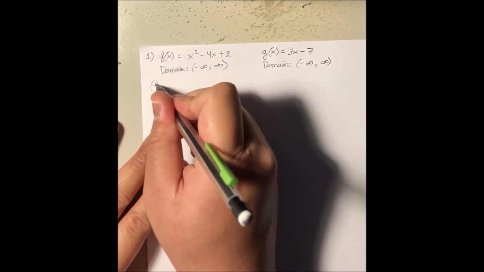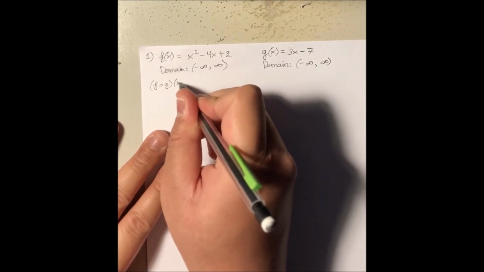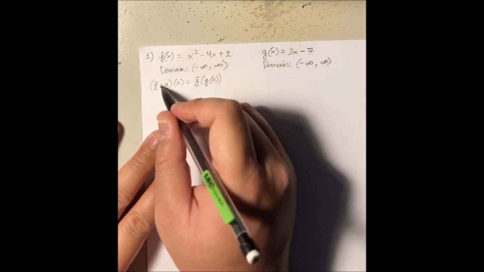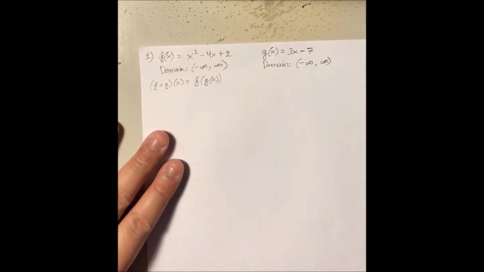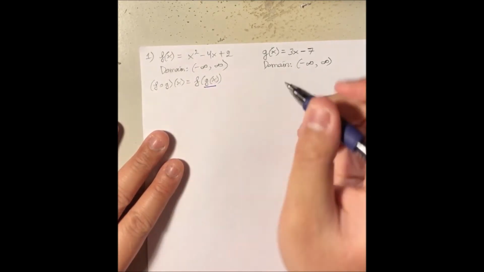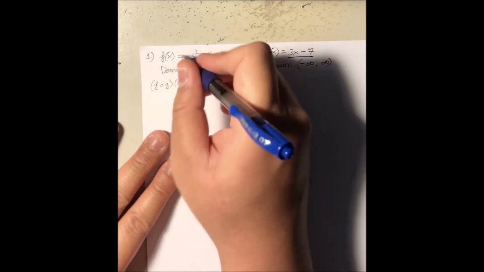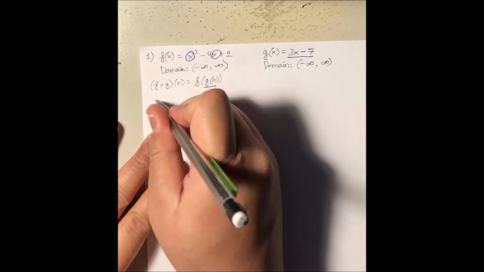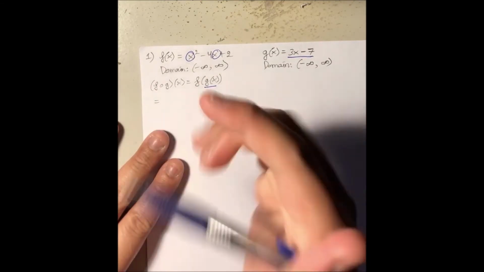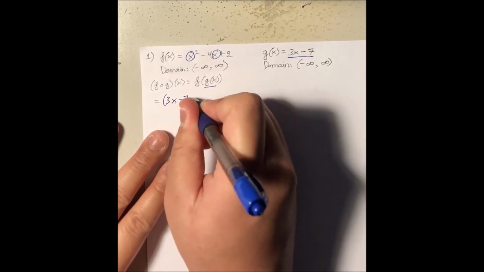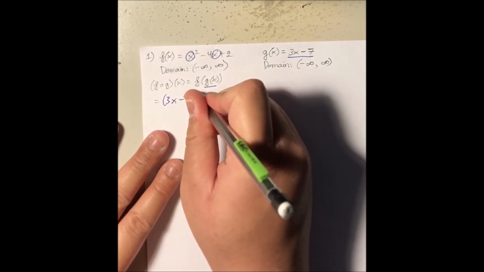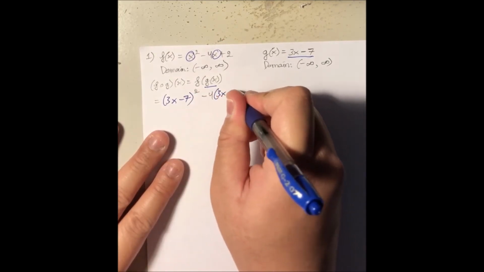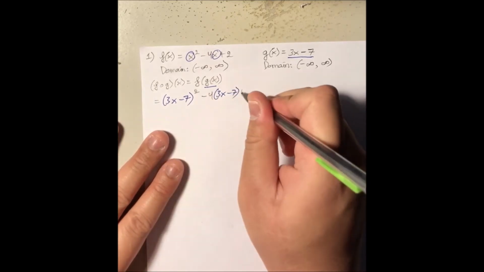So f of g of x, the f composite g of x. Well, the function g is right here. You basically replace all of the x of the f with that entire function. So for the function f, we are going to have 3x minus 7 in the blue here. Keep the exponent power, minus 4 times 3x minus 7, then plus 2.